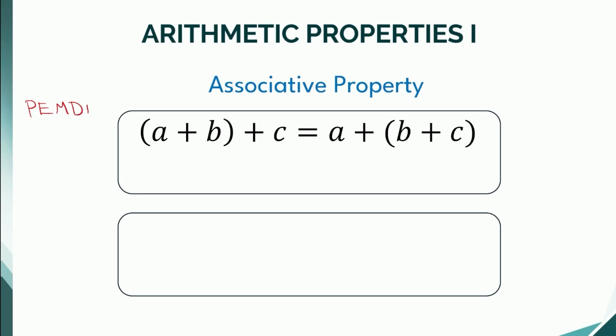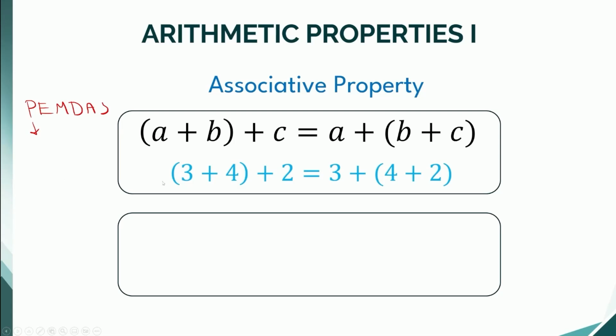PEMDAS is basically called the order of operations, the order we do things in. And the first thing is parentheses. But if we're adding these 3 elements together, remember, when you're adding things, the order doesn't matter. So I can first add A plus B together, or I could add B plus C together first, and you'll get the same result either way. If any of this is confusing, you can always create your own example.